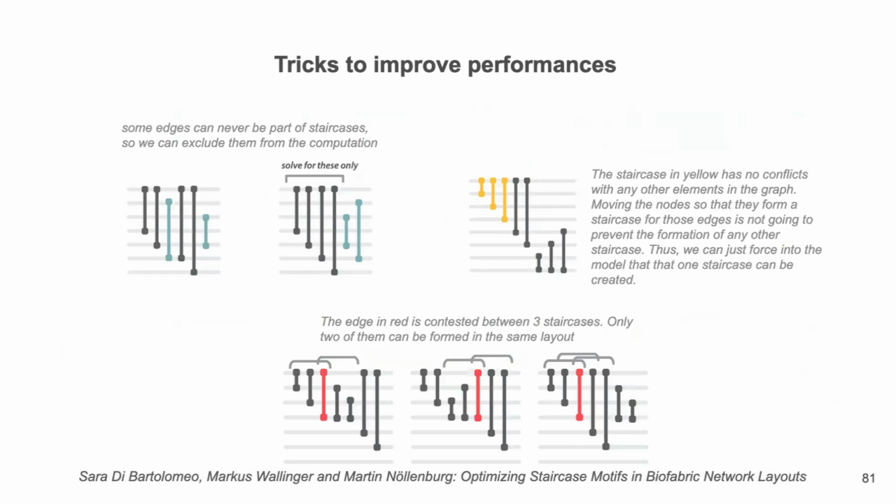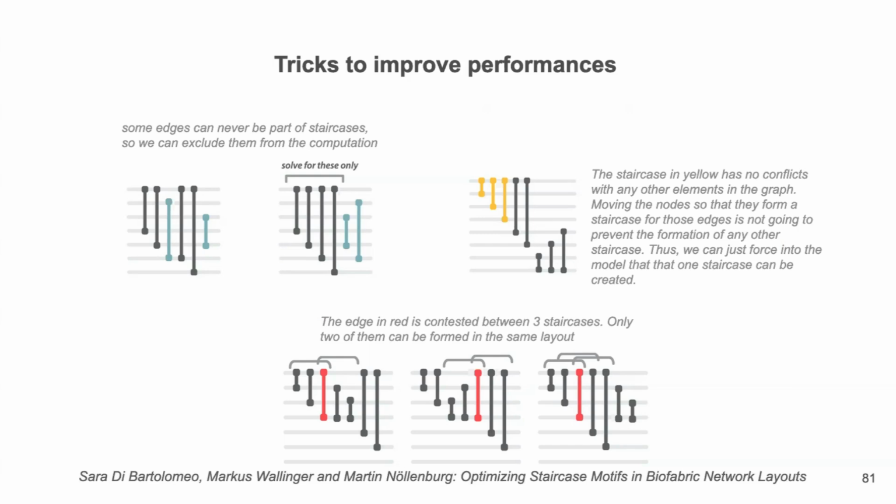There are a few tricks also to improve the performance of solving the layout for biofabric. For instance, a staircase needs to have at least 3 components in it. Less than 3, then it doesn't look like a staircase. So there are some edges that we can exclude completely from the computation because none of their endpoints have a degree of at least 3. Those are never going to form a staircase. We do not care about them.